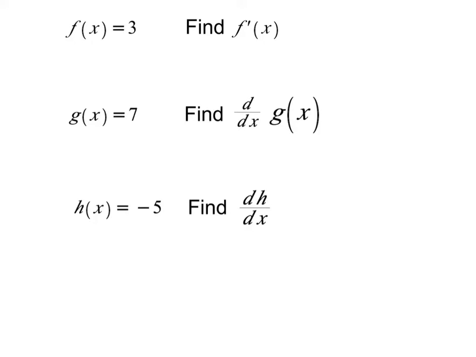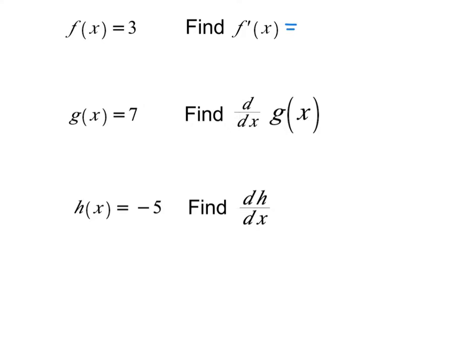So taking a look at each of these three, notice for the first one, we know f of x equals 3. We're asked to find f prime of x. So f prime of x, of course, that's the derivative notation we're familiar with. So what is the derivative of a constant? That is just of a number that doesn't have any x or anything like that in it.